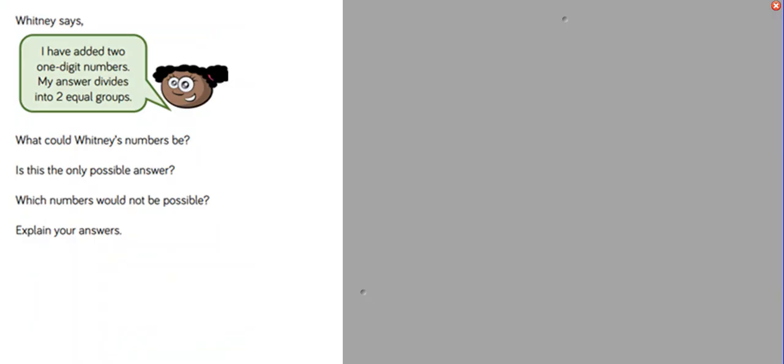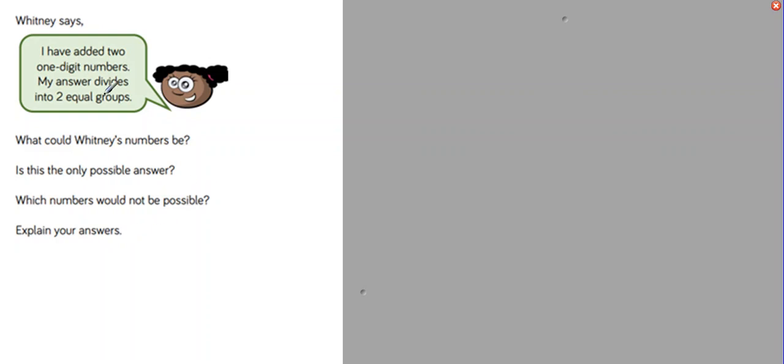Have a look at this one. Okay, so this is quite similar. See if we can find an answer. So Whitney says, I have added two one-digit numbers. My answer divides into two equal groups. So what could Whitney's numbers be? Is this the only possible answer? Which numbers would not be possible?